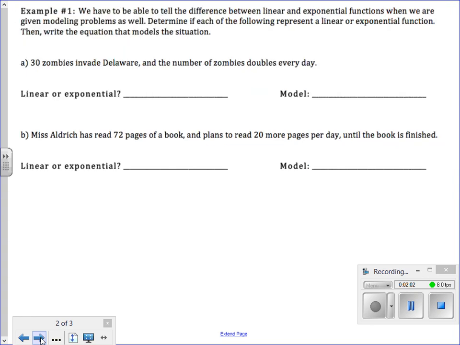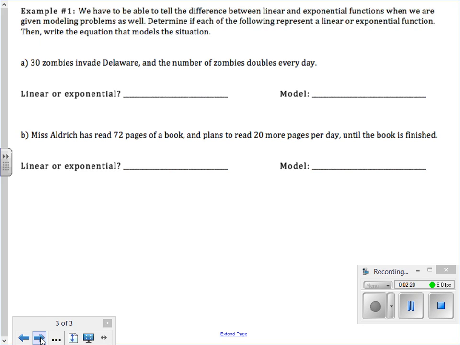So let's look at two examples here really quickly. Example 1. We have to be able to tell the difference between linear and exponential functions when we are given modeling problems. Determine if each of the following represents a linear or exponential function. Then write the equation that models the situation.